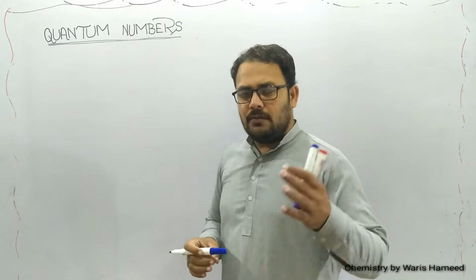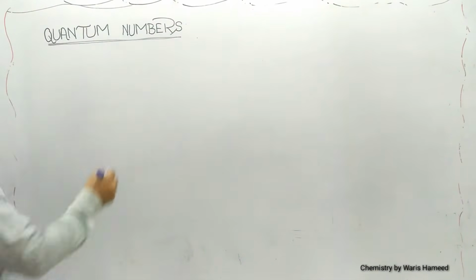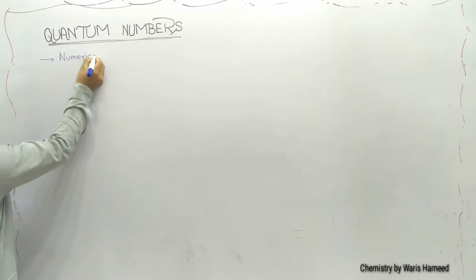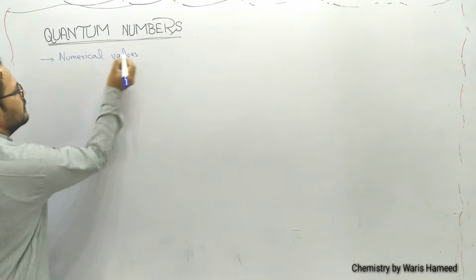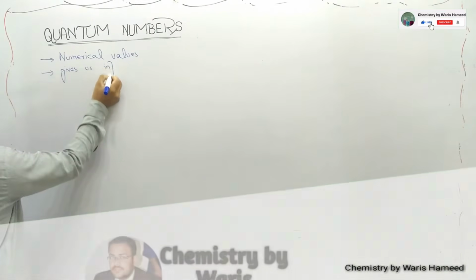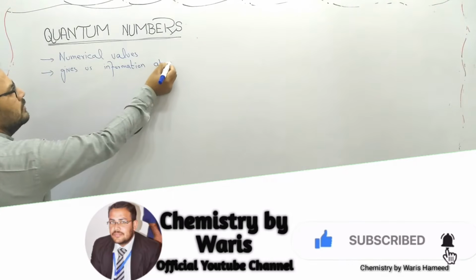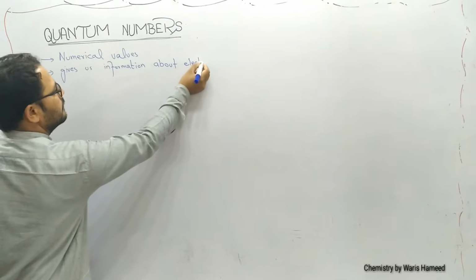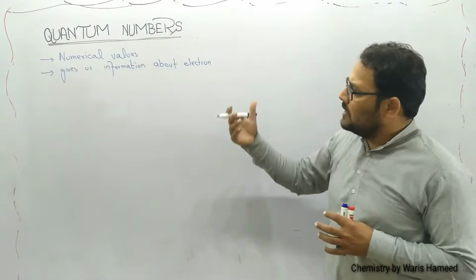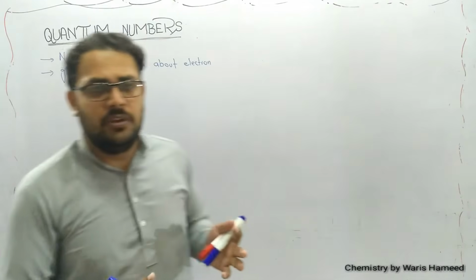In this video lecture, our topic of discussion is quantum numbers. What are the quantum numbers? Quantum numbers are the numerical values which give us information about the electron or behavior of the electron. Quantum numbers are the numerical values which tell us about the electron that is revolving around the nucleus in an atom.